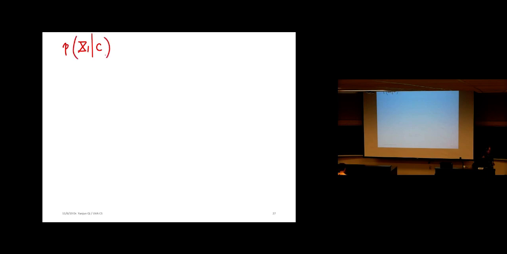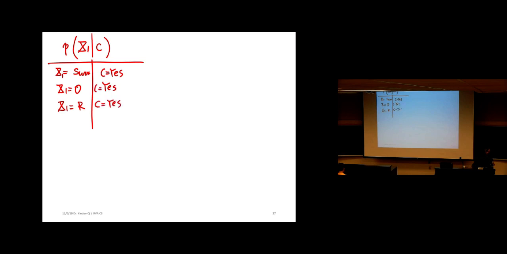P of x1 conditioned on C, where x1 equals sunny, x1 equals overcast, and x1 equals rain, and conditioned on C being yes. And this is the one I need to estimate from data.